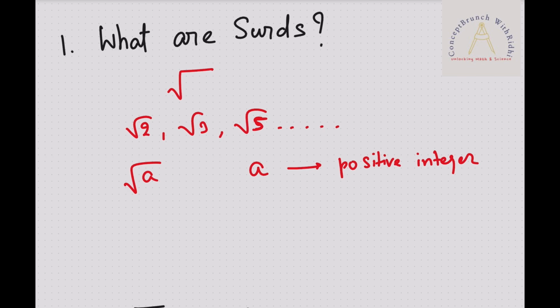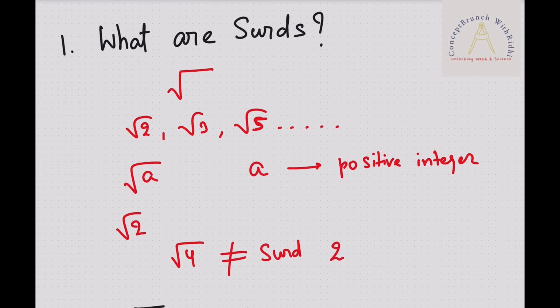For example, root 2 is a surd because the square root of 2 is irrational, but root 4 is not a surd. Why? Because root 4 equals 2, which is a rational number.